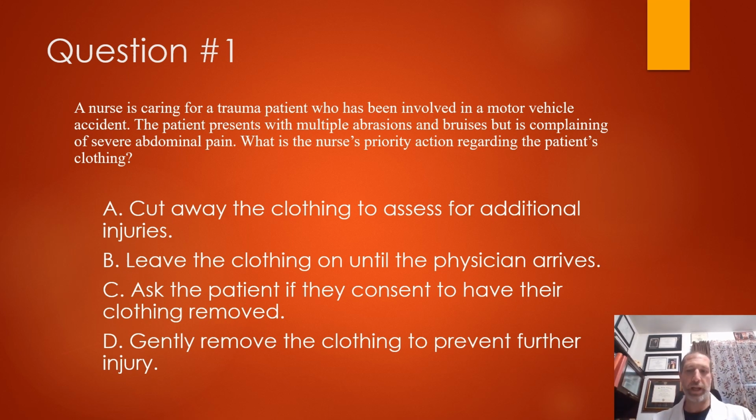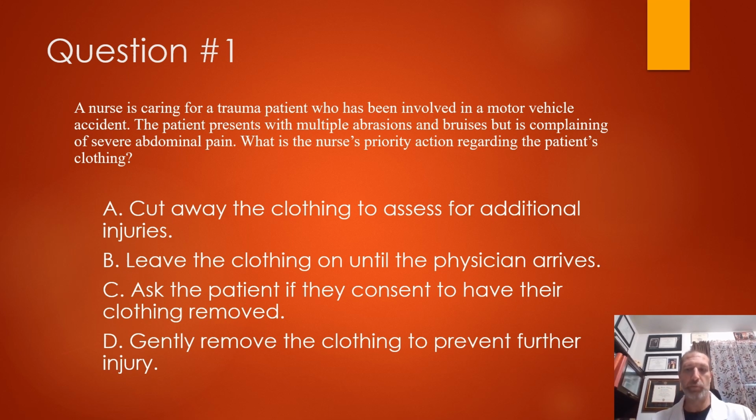We're going to break everything down as we normally would, which is the first step: read the question entirely just to get an idea. So, a nurse is caring for a trauma patient who has been involved in a motor vehicle accident. The patient presents with multiple abrasions and bruising, but is complaining of severe abdominal pain. What is the nurse's priority action regarding the patient's clothing?